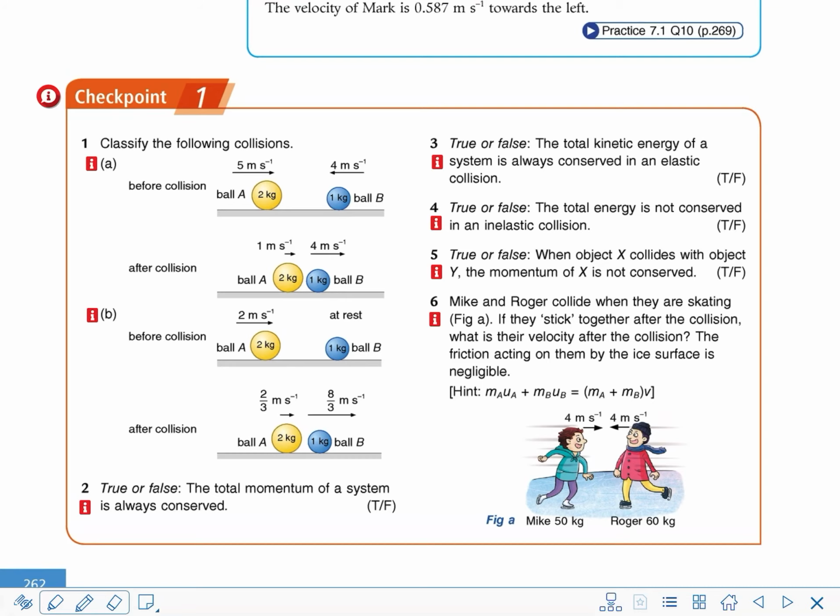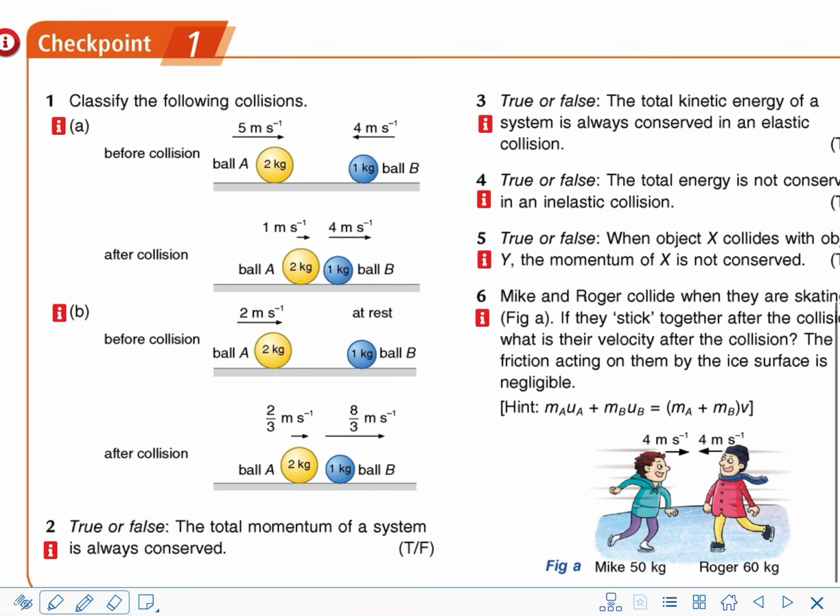Now maybe we try chapter 1 first. You must have a try. Classify the following collision. That means you have to think about the type of collision, elastic or inelastic. Now let's check case A. You have to calculate the total KE of ball A and ball B, before collision and after collision. You can find that there is a decrease in total KE, so it is an inelastic collision.